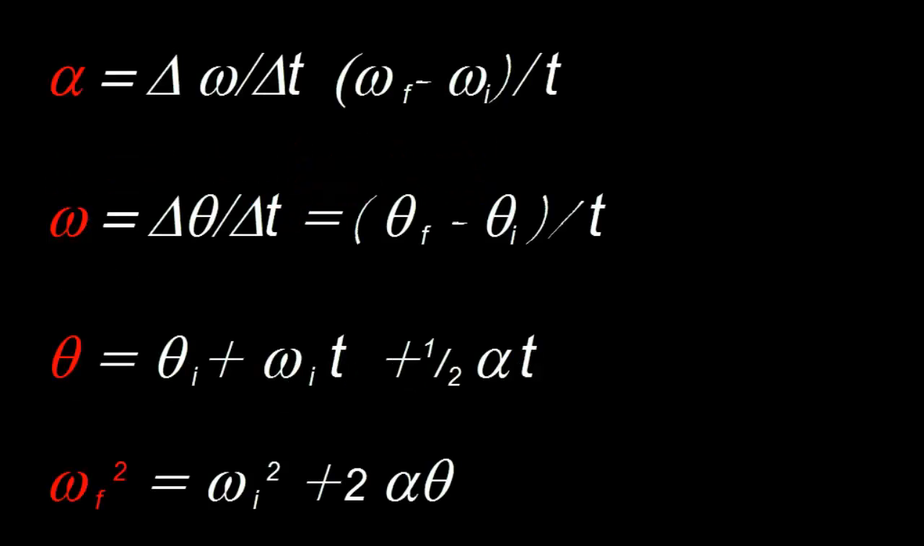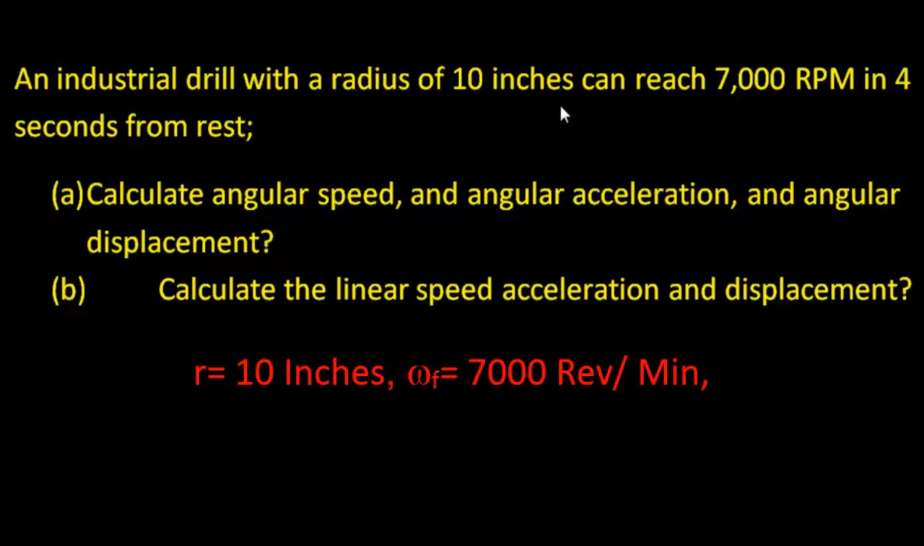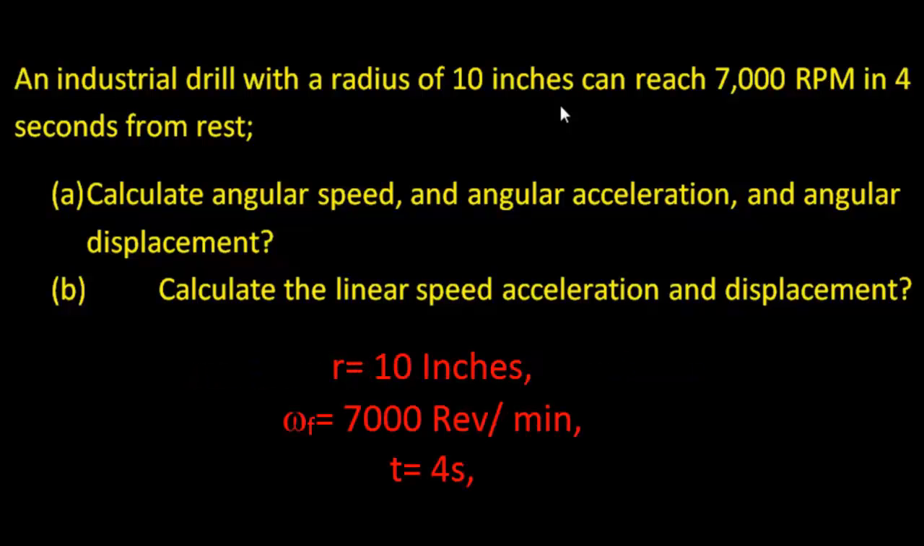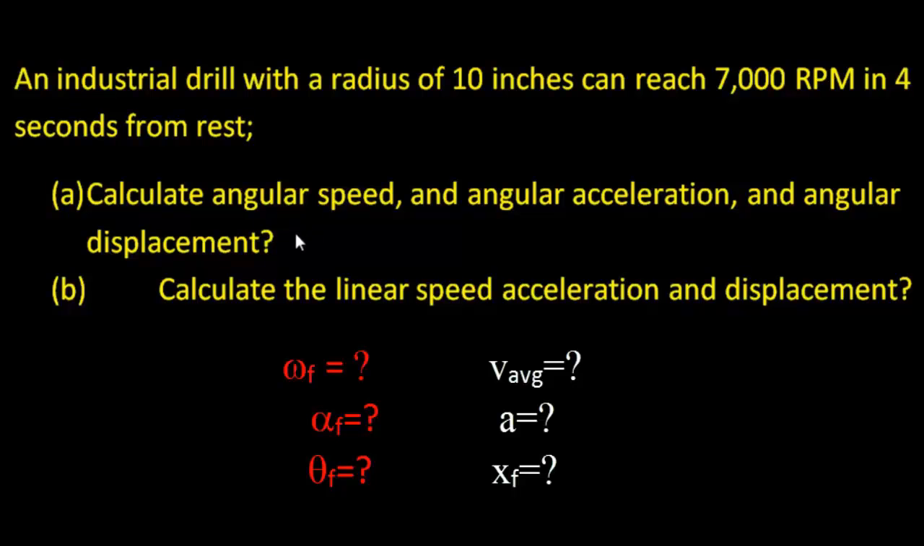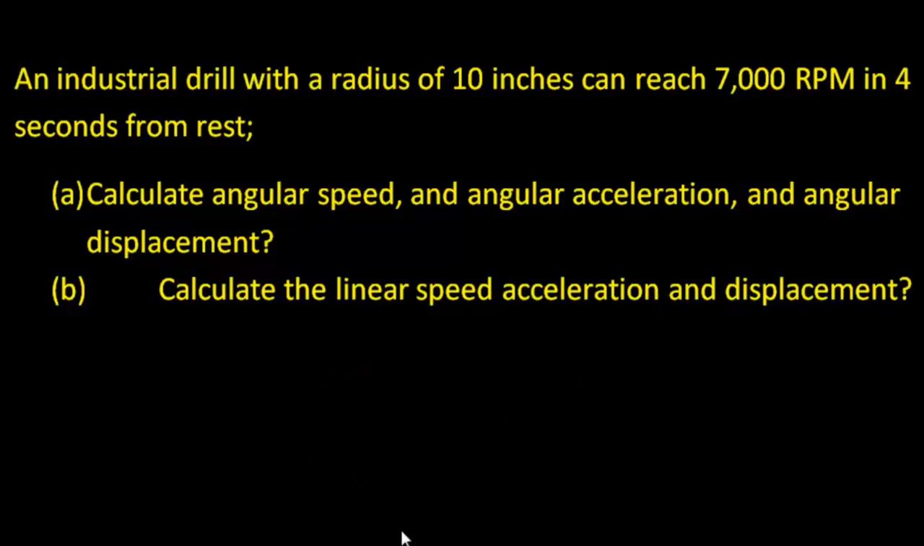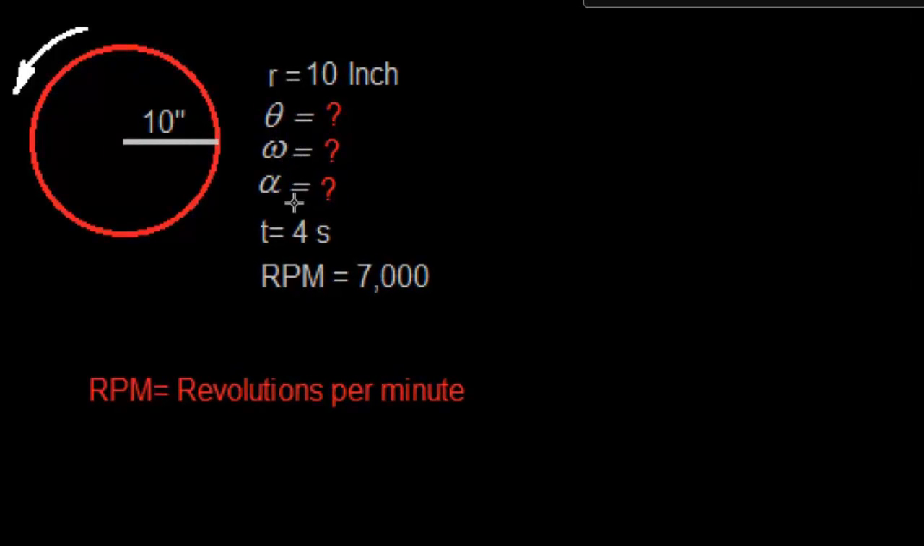Let's do an example. An industrial drill with a radius of 10 inches can reach 7,000 RPMs, that's revolutions per minute, in 4 seconds from rest. Calculate the angular speed, acceleration, and displacement. Also calculate the linear speed, acceleration, and displacement. So this is what's given. The radius is 10 inches, and it rotates counterclockwise, which is positive in angles. We need to know the angular displacement, the angular velocity, angular acceleration, and the time it goes from 0 to 7,000 RPMs. It's 4 seconds.